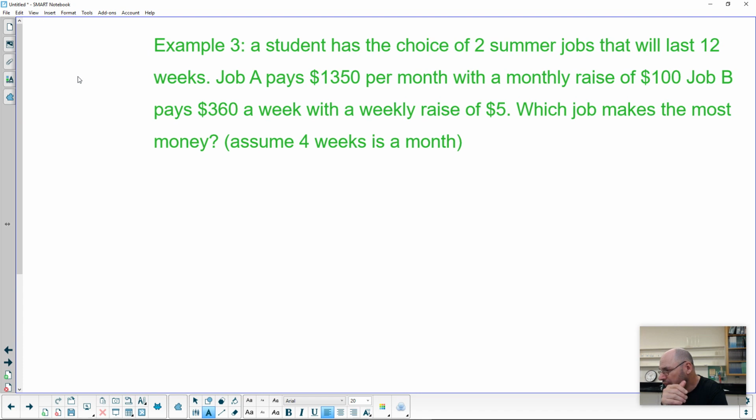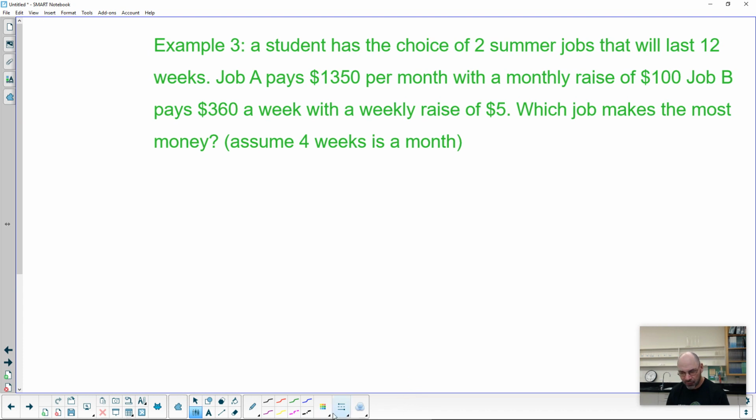Okay, so there's a couple ways we can do this. Basically, we're going to compare job A and B. So these are going to both be arithmetic sequences. Now, because we're only dealing with 12 weeks, especially for the first one in months, we could probably write the whole series out and just add it up rather than use formulas if we wanted. And since we've been using formulas mainly, let's do this one a manual way, at least partially anyway. So let's start with this job A situation first.